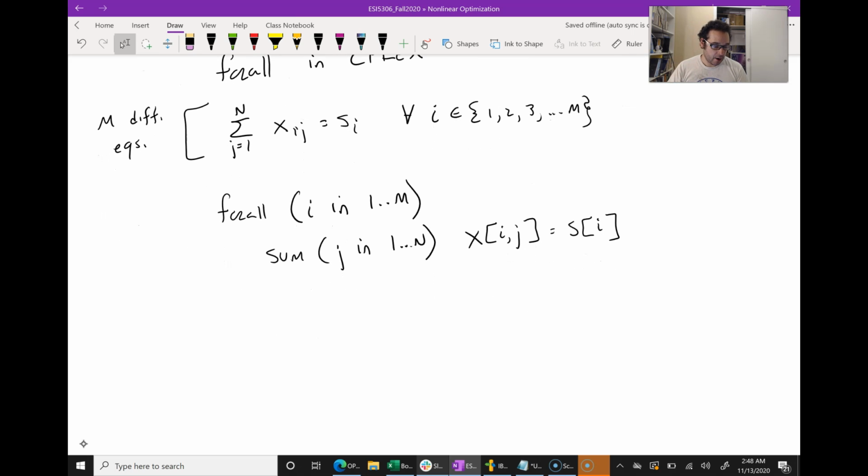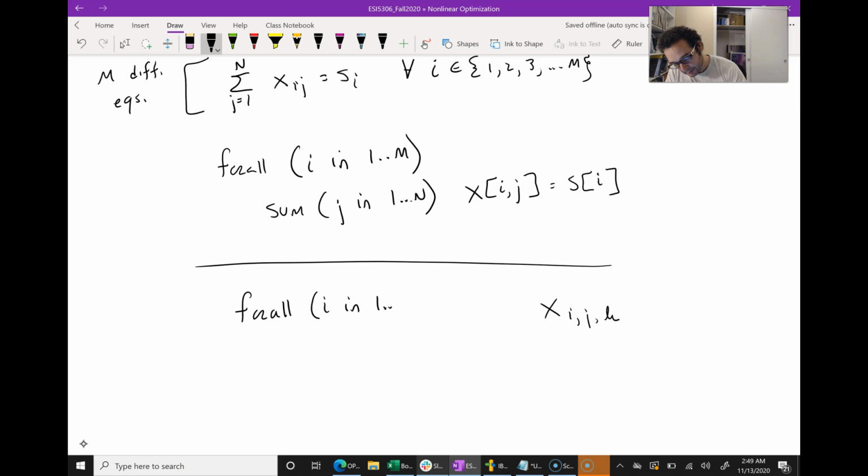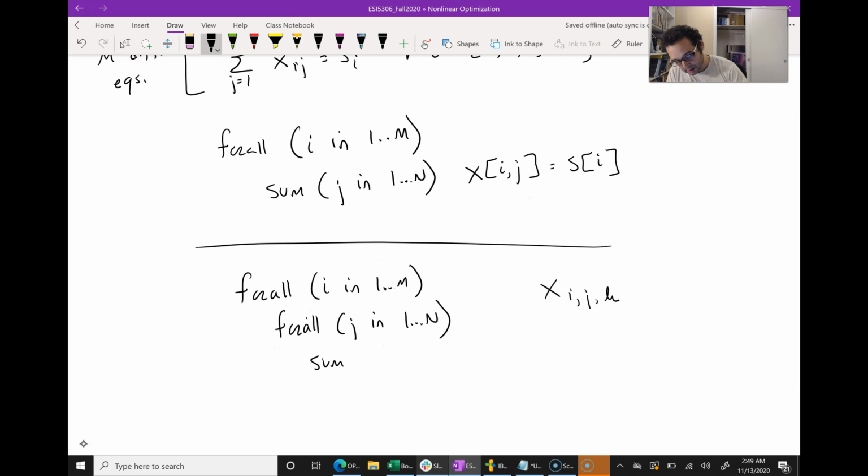All right. Now, we can certainly do nested statements with the forall. So it's certainly possible. Let's say we had some constraint where our x was actually three-dimensional, so it was x_ijk. So these things certainly happen. So maybe we have a constraint that says for all i in 1 to m, and for all j in 1 to n, the sum of k in 1 to o of x_ijk is less than or equal to 6.